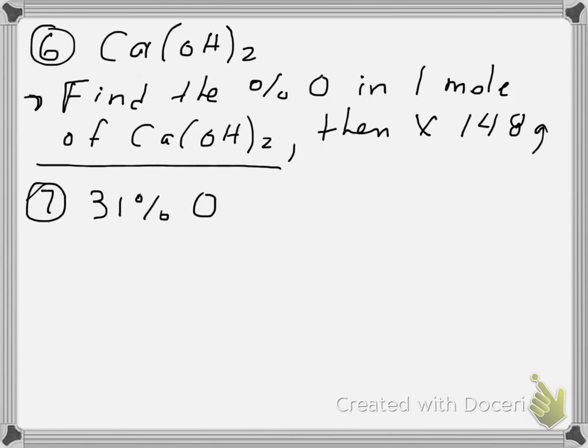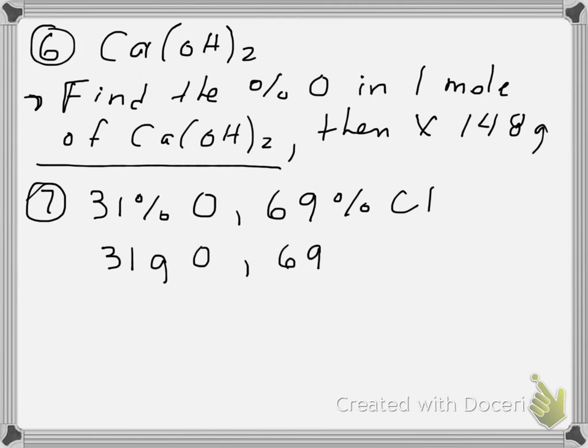Okay, on number 7, you've got 31% oxygen by mass and only 2 elements, oxygen and chlorine, so then that means it would be 69% by mass chlorine. Okay, so then we'll say that's 100%, but we're going to change that to grams and just say, okay, so if I had 100 grams, I would have 31 grams of oxygen and 69 grams of chlorine.